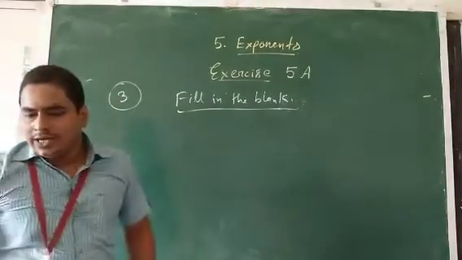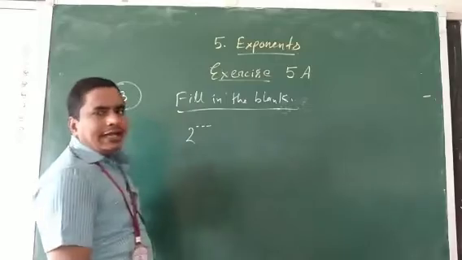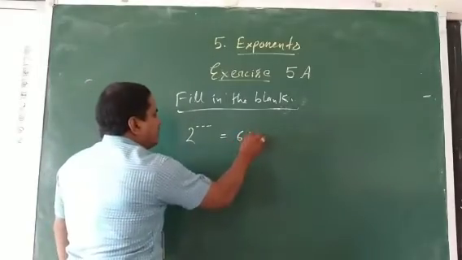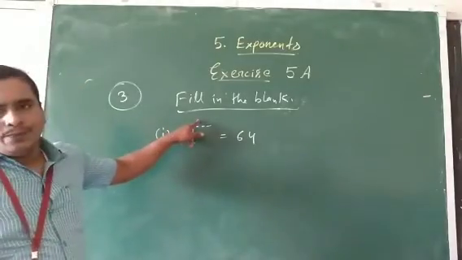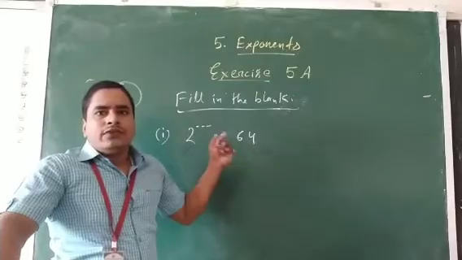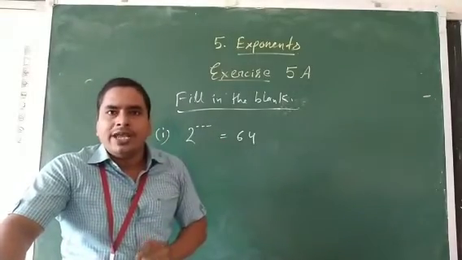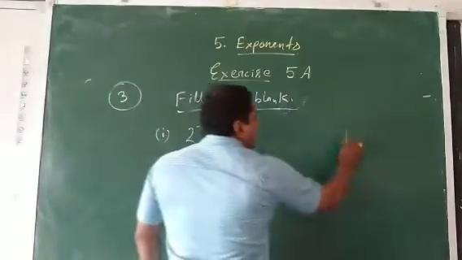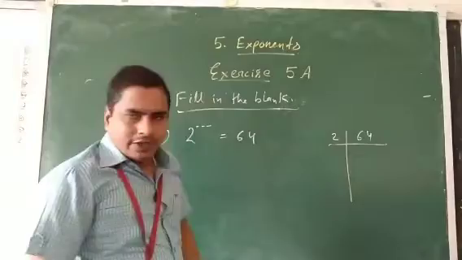Clear? What is given? 2 power not given. Here dash is given, here 64. First, how can we fill this power? So here the right side is given 64. So first we can factorize this 64 into its prime factors. So here factorize this one, 64. Start from 2.